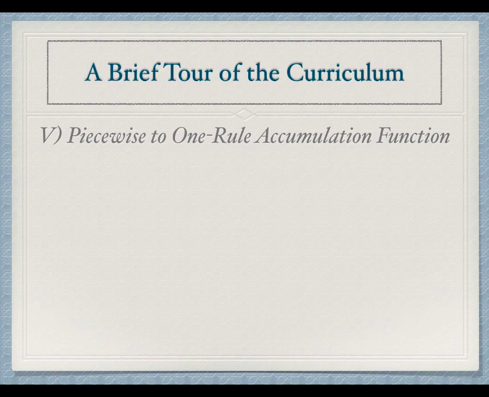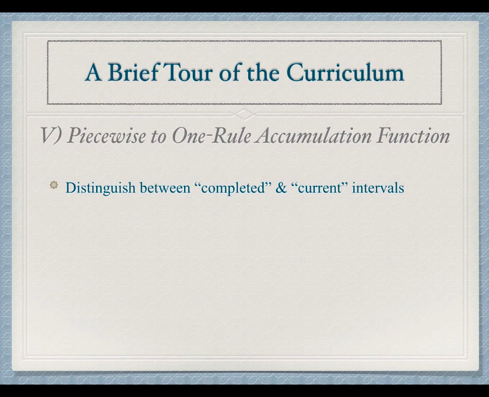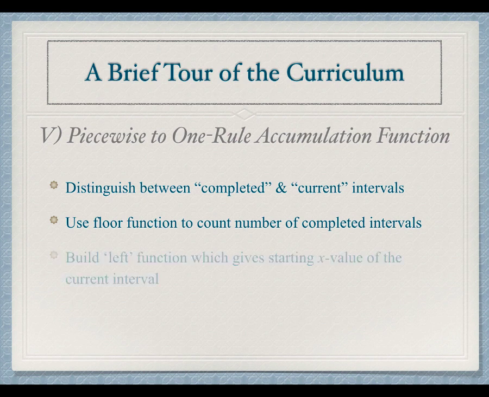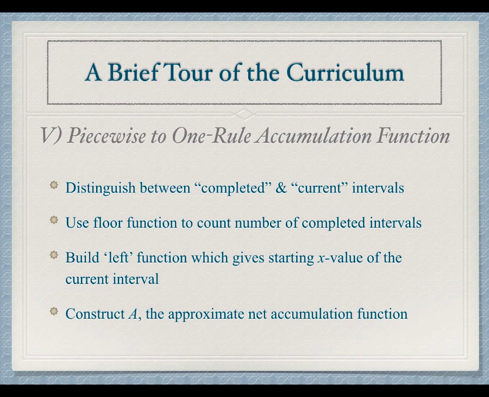What we want is to write the piecewise accumulation function in one rule, instead of writing it in multiple rules. So we want to distinguish between completed and current intervals. We want to use the floor function to count the number of completed intervals, and we're going to build the left function, which gives the starting x value of the current interval. And then from that, we're going to construct our approximate net accumulation function.